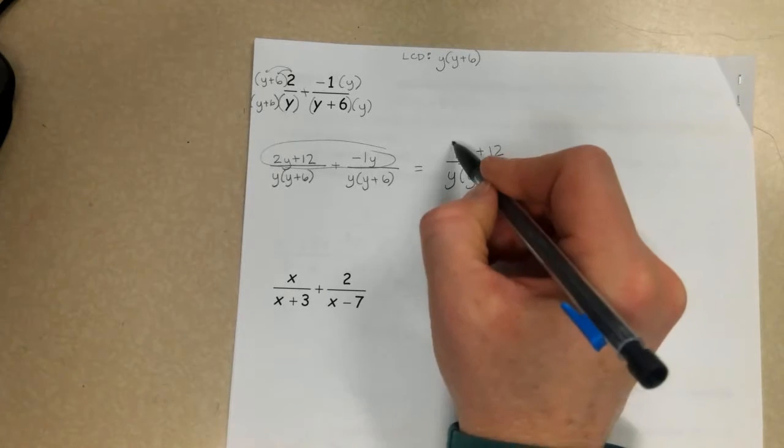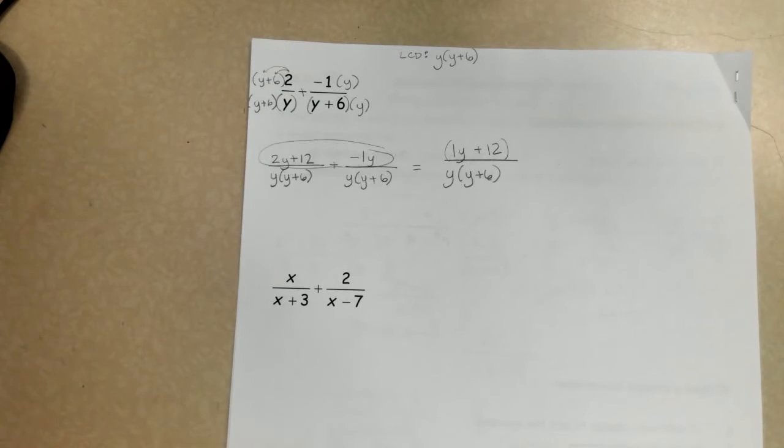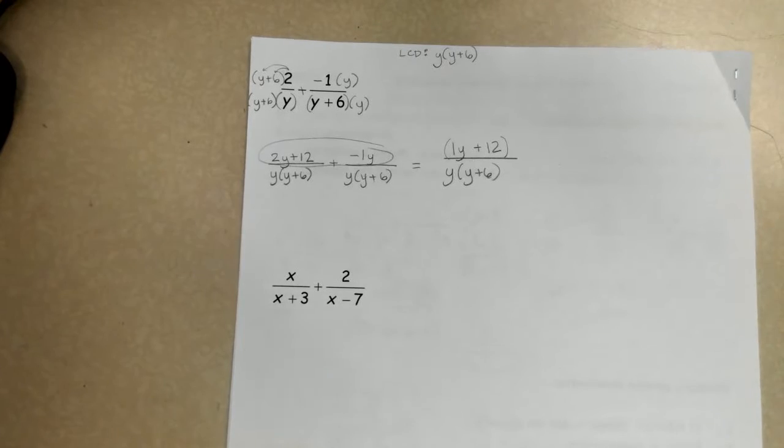Remember, it's a binomial. So it either all stays or all goes. Parts of it can't leave. So since it's different than the y plus 6, it stays. And that's our final answer. Okay.